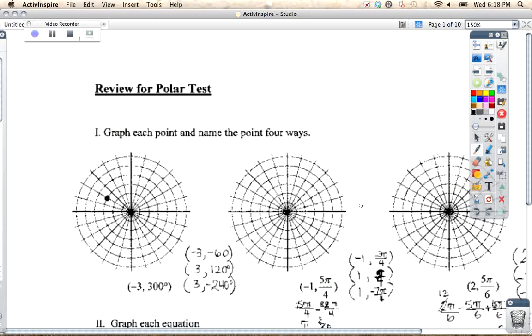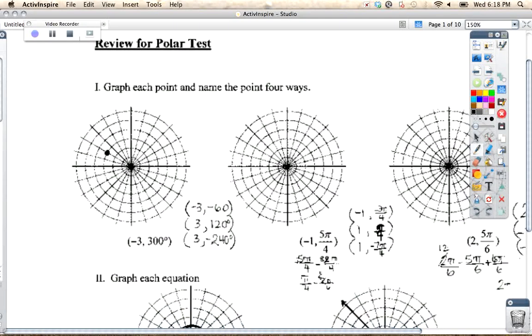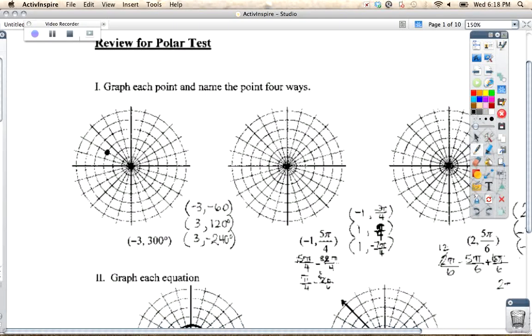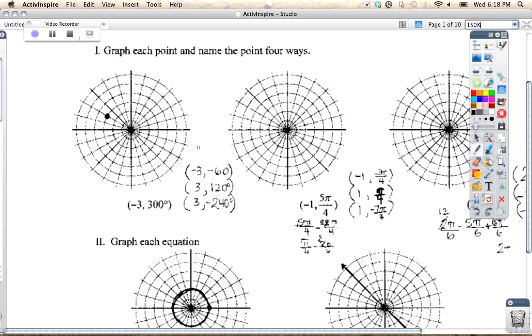Alright, so let's go ahead and talk about our polar test for tomorrow. We're going to go through number 1, which is graphing each point and then naming the point in 4 different ways. So for the first one, when you graph these points, you want to start by looking at your angle. In this case, we're going 300 degrees. Just like our unit circle, we're going to go around the circle 300 degrees. That will put me right here on this line.